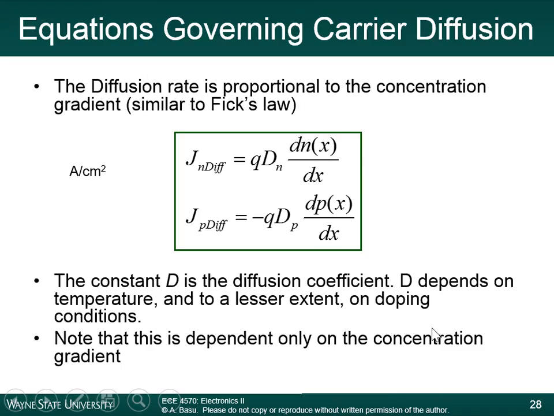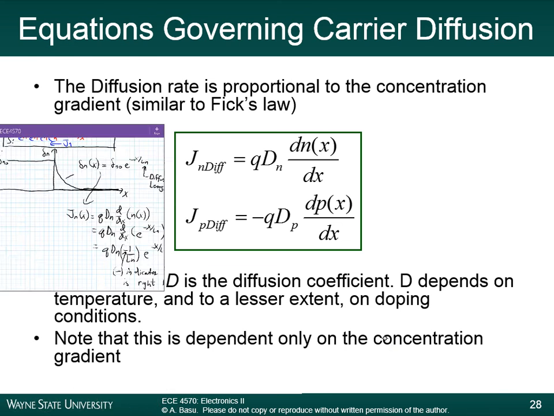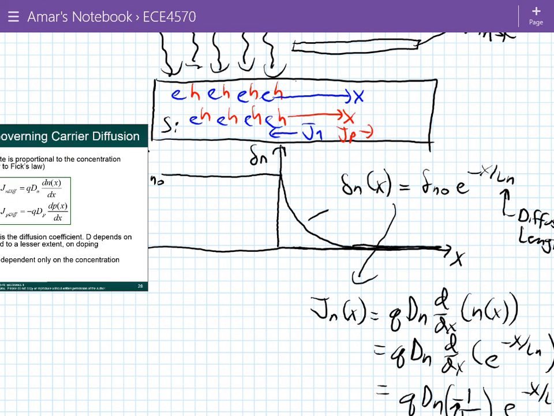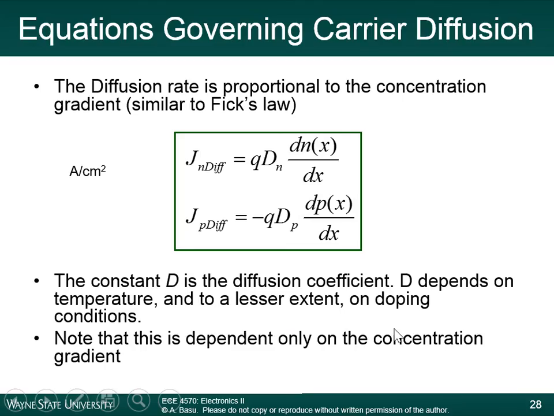When we talk about the diffusion due to holes, same idea, except you don't have a negative sign here. Let's see why. The holes move from high concentration to low concentration, and the current is in the same direction. So J sub p is in the same direction as the holes are moving. So that's the reason why you have this sign difference. Constant D is the diffusion coefficient. D depends on temperature and to a lesser extent on the doping conditions. And basically, diffusion is driven by a concentration gradient.